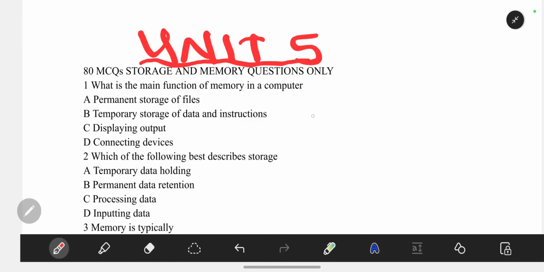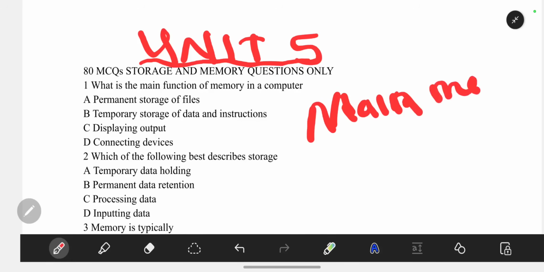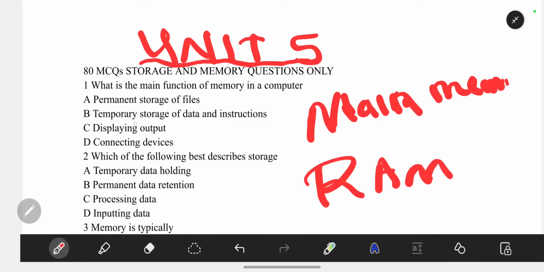So memory, when we are looking at memory, we are mostly talking about main memory. And main memory, we are mostly looking at RAM, which is random access memory. So this random access memory stores data temporarily. It stores data and instructions temporarily. Under this type of memory, it executes running operations.